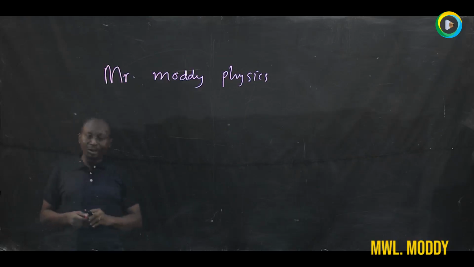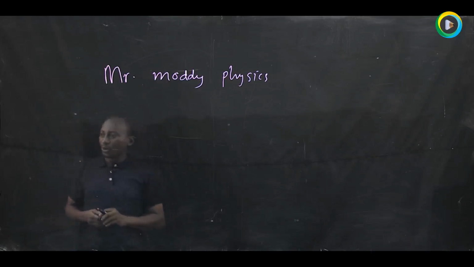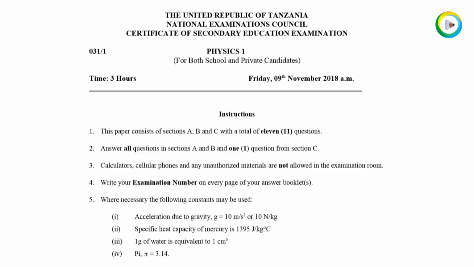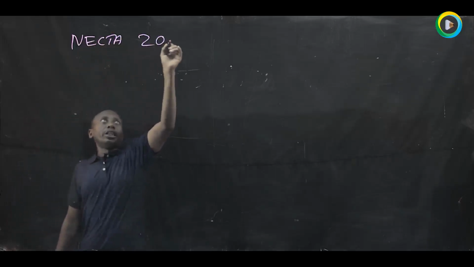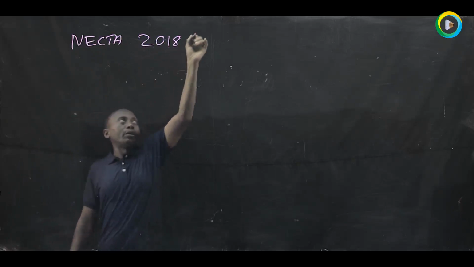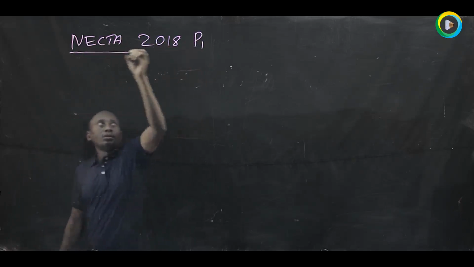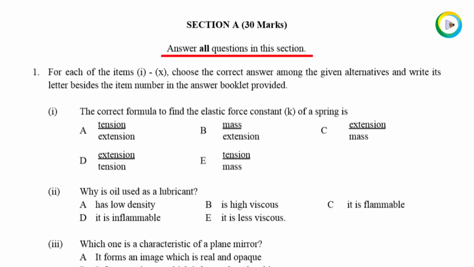And I'm here with you guys to solve problems, NECTA problems. I'm going to start with the NECTA of 2018, National Examination Council of Tanzania, 2018, paper 1. And I'm going to start with question number 1.